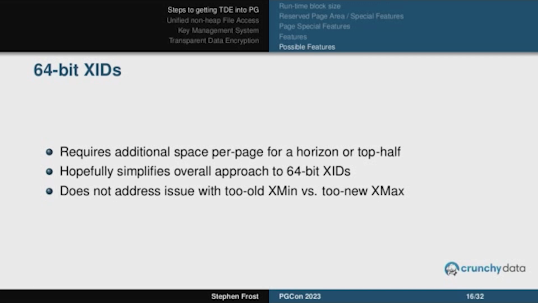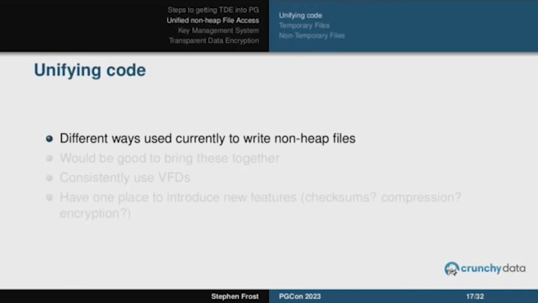But yeah, this doesn't help at all with the issues around too old XMin or too new Xmax. Although one thing I did think about here, if you had a way to have a variable tuple header, maybe you could actually just have a table space that's got 64-bit XID tuples. I don't know. Separate idea.